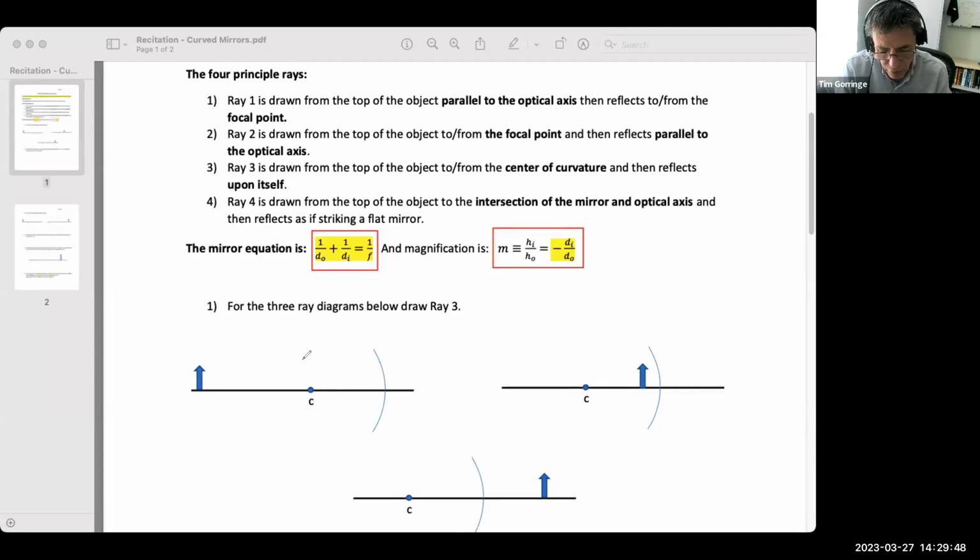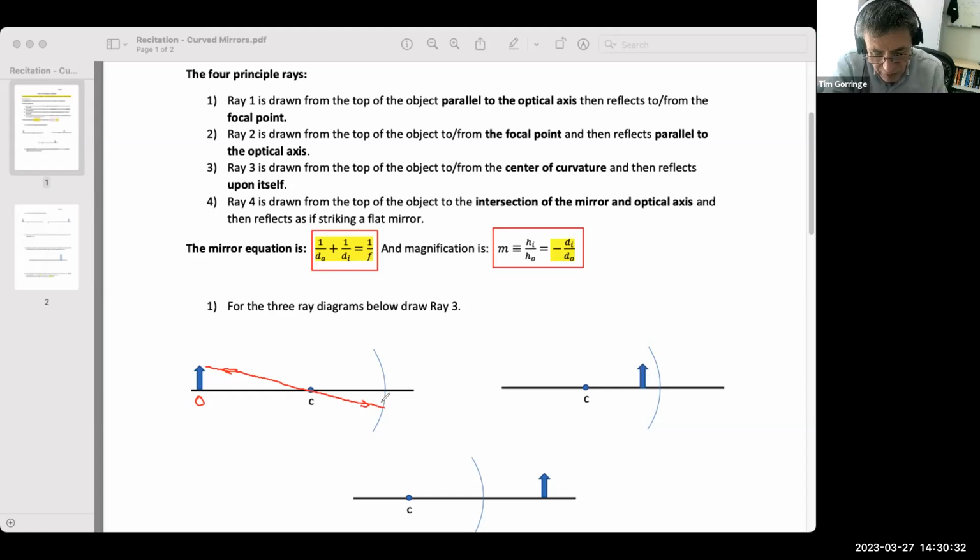So let's try this for the picture upstairs on the left, the picture upstairs on the right, and the picture downstairs here. Here's the object over on the far left in this picture, and here's the mirror. This is a concave mirror. The shiny surface is on the left-hand side here. We're going to draw a ray that heads in towards the mirror through the radius of curvature, strikes the mirror, and heads out through the radius of curvature in the opposite direction.